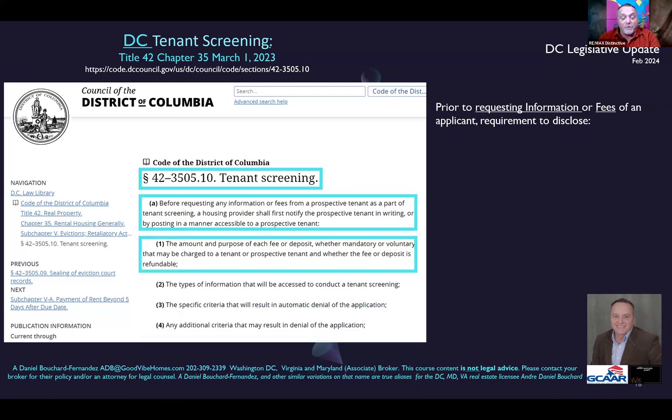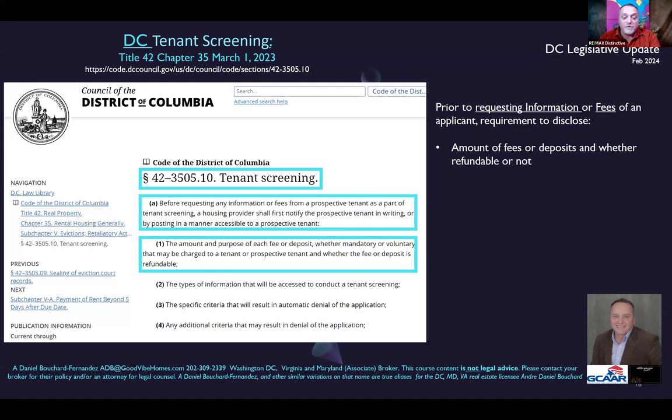So the amount and the purpose of each fee that is going to be requested from them, whether that's mandatory or voluntary, that may be charged to a tenant or prospective tenant, and whether the fee or deposit is refundable. So when you're talking about the application fee, you cannot begin to qualify that tenant until you've given them the information that's discussed here. You need to be able to provide the information to them in writing. The amount of the fees or deposits and whether those are refundable or not.